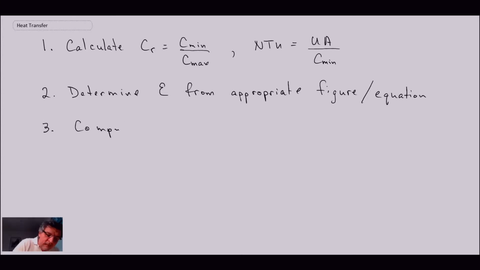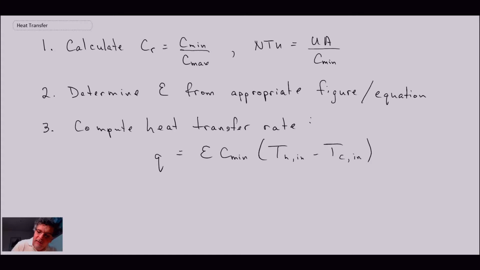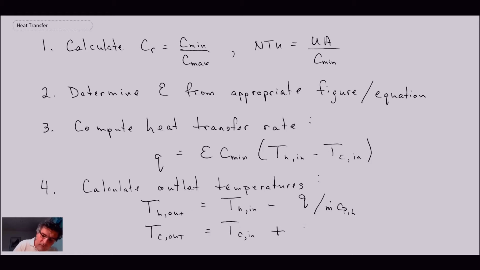Third step: you compute the heat transfer rate. And remember, we multiply the effectiveness and C min by the maximum temperature difference, which is the hot temperature in minus the cold temperature in. And with that, now that we've determined the heat transfer rate, we can determine the outlet temperatures. Okay, so that's how you can go about solving a rating problem using the Effectiveness-NTU method.